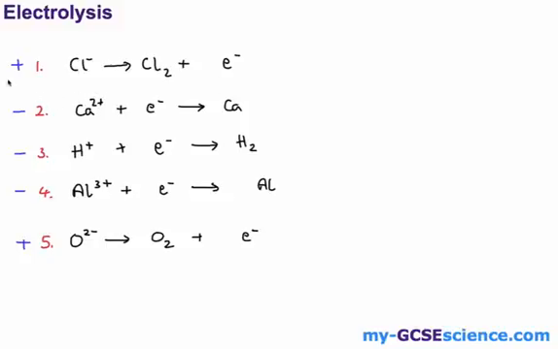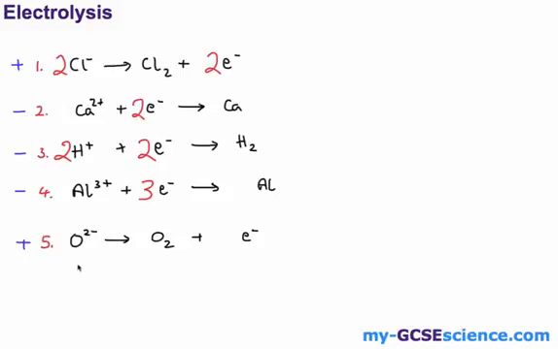Right, so for the first one here, this is what's happening at the positive electrode. We have chloride ions becoming chlorine gas and some electrons, quite straightforward, Cl2, so we need 2 of those and 2 of those. For this equation here, this is happening at the negative electrode. We've got calcium with a charge of 2+, so to make the calcium atom we need 2 electrons, so that will balance that out. For this one we have hydrogen, which becomes H2 gas, so we need 2 of those and 2 of those. Aluminium becomes aluminium, the aluminium atom, so we've got Al3+, so we need 3 electrons.